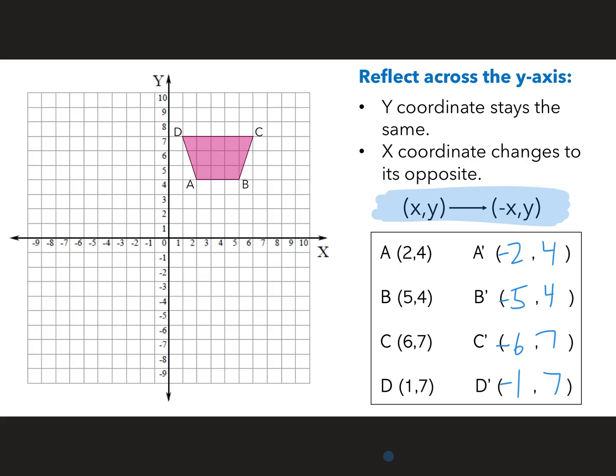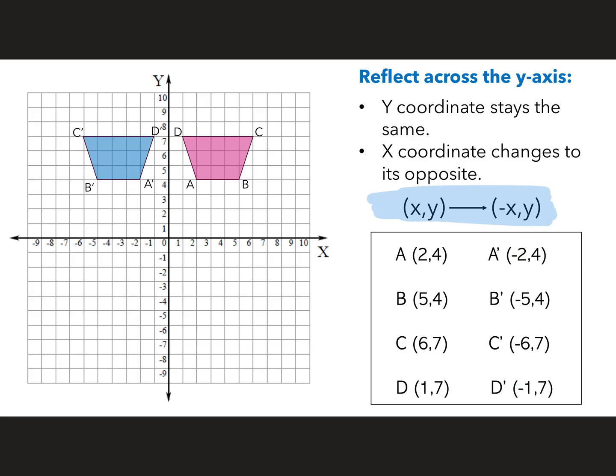All right, let's go ahead and plot that. So negative 2, 4 is going to be right here. Negative 5, 4 here. Negative 6, 7 is going to be here. And negative 1, 7 is going to be here. And then all I have to do is connect my points. So what do you think? I would love to know which way you like the best.